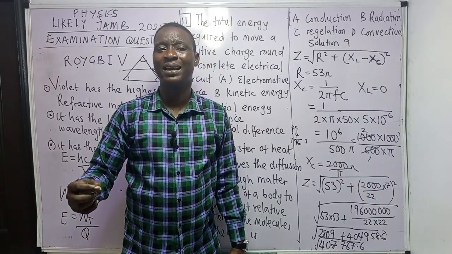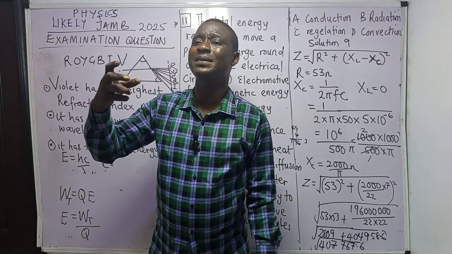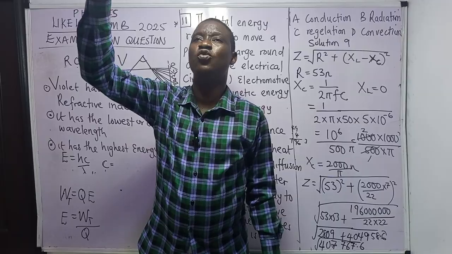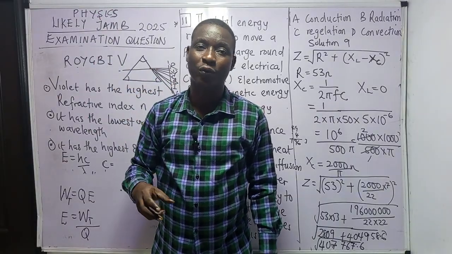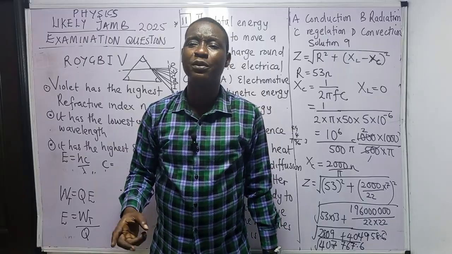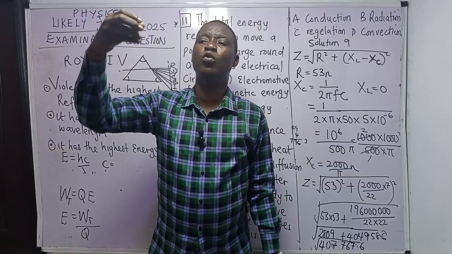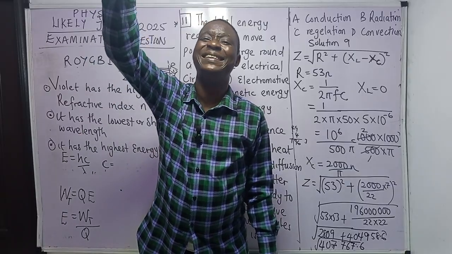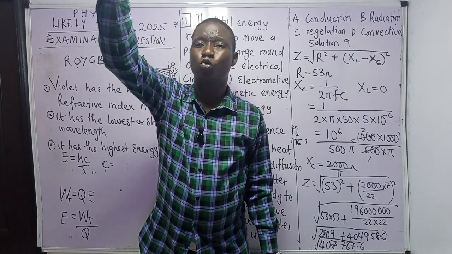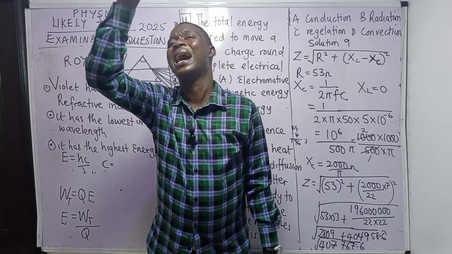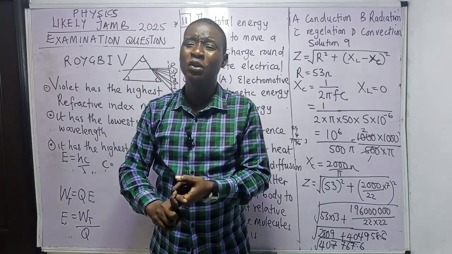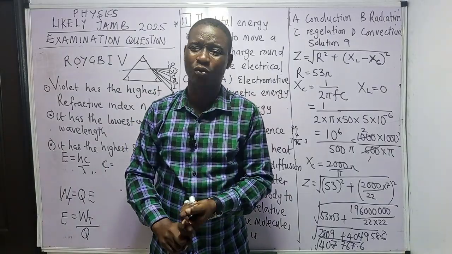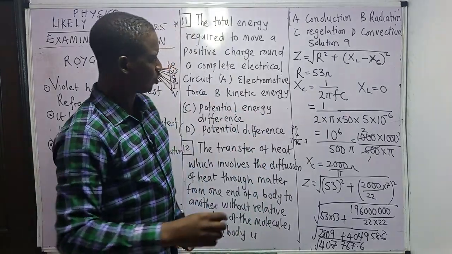I was asking students, when a particular metal is placed in air and is cooled, what is the transfer of heat that is involved? Please, if you know the answer, you can type it in the comment section. When a particular metal is suspended in air and is allowed to cool, what heat transfer has occurred there? Is it conduction? Is it convection? Is it radiation? Is it convection and radiation? Let us know your answer in the comment section.